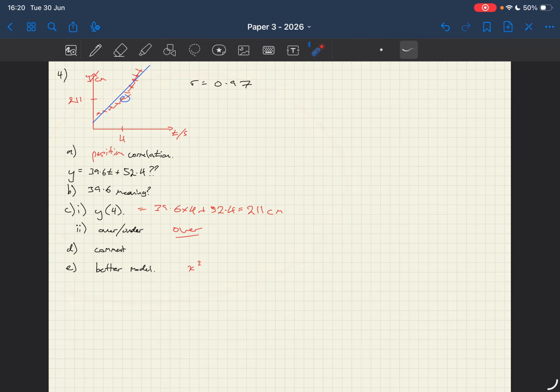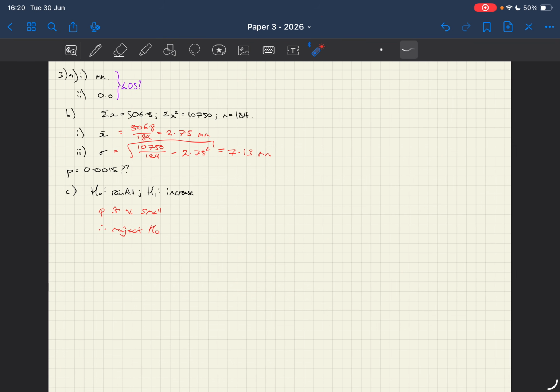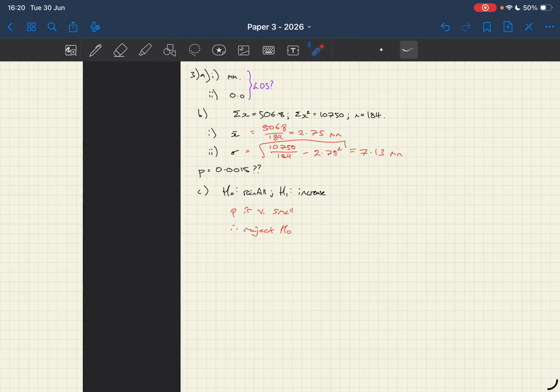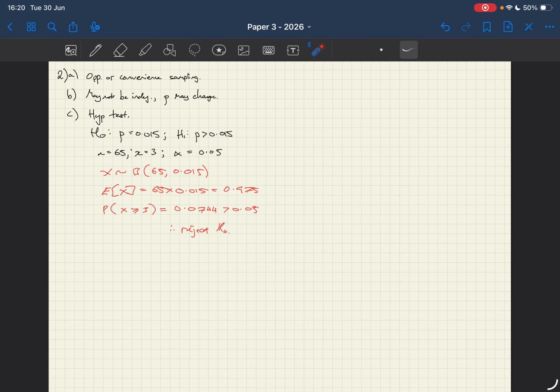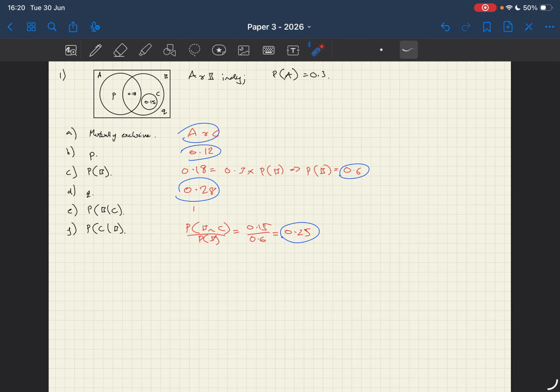This one, hope not too bad as well. Just correlation in it, nice and straightforward. Same here, just pulling these numbers. Hypothesis test came up quite a few times, didn't it? So if you were not comfortable with those, it would be a bit tricky. This stuff again, not too bad. And probability, yeah, as well, not too bad either.